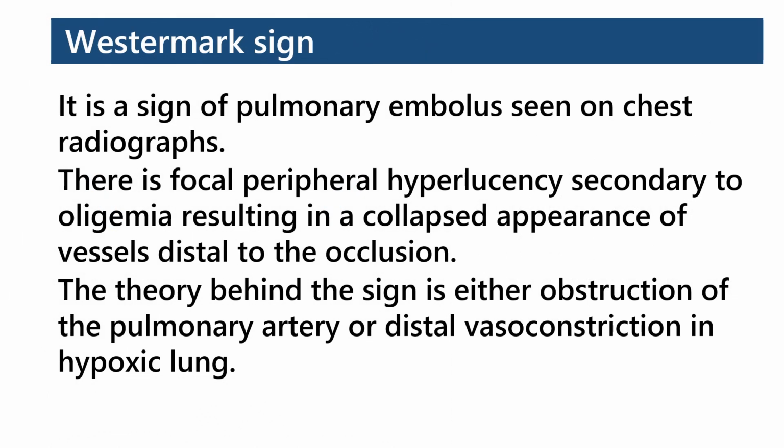Westermarck sign is a sign of pulmonary embolus seen on chest radiographs. There is focal peripheral hyperlucency secondary to oligemia, resulting in a collapsed appearance of vessels distal to the occlusion. The theory behind the sign is either obstruction of the pulmonary artery or distal vasoconstriction in hypoxic lung.